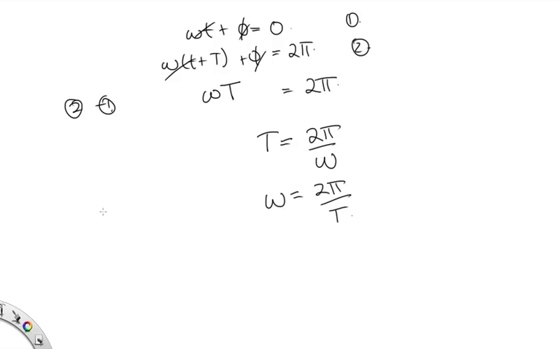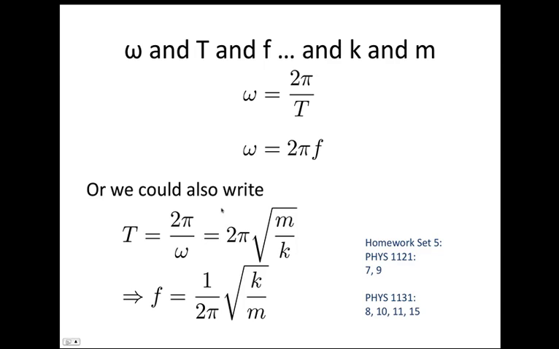Now, as you know, the period is the inverse of the frequency. So we could also write omega is equal to 2 pi f. Okay, now we've said omega is equal to root k on m. So if the omega is on the bottom, we've got T is equal to 2 pi root m on k, and f is equal to 1 over 2 pi root k on m. So this equation actually appears on your formula sheet.